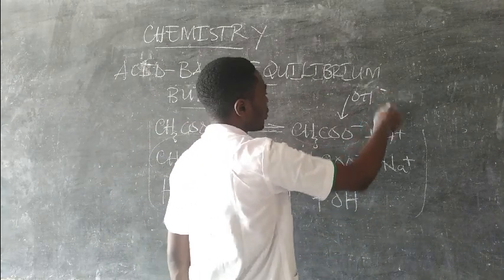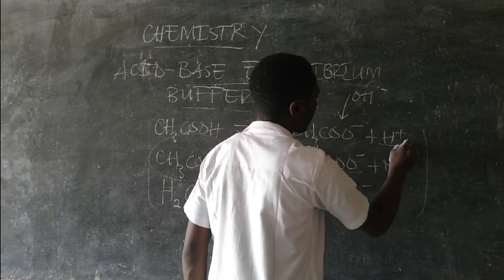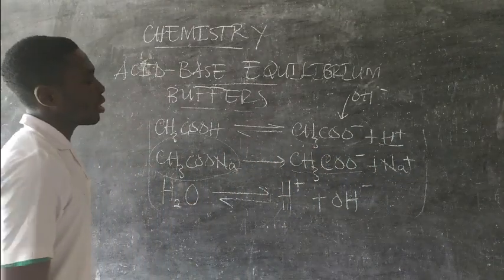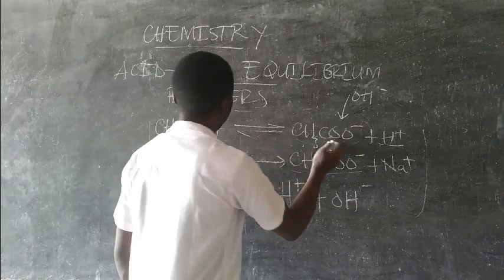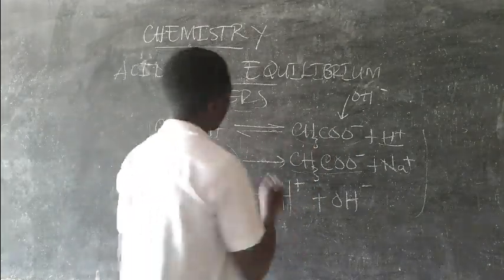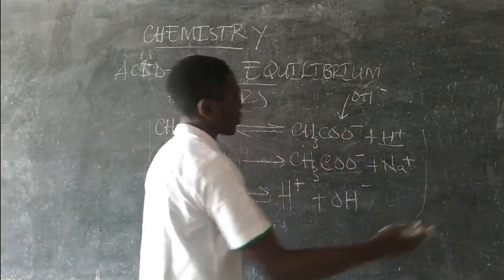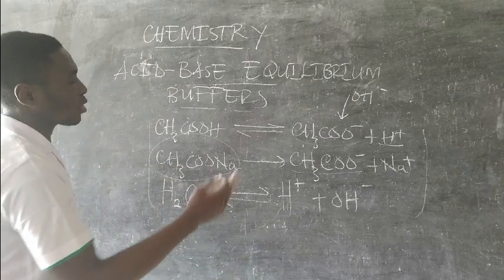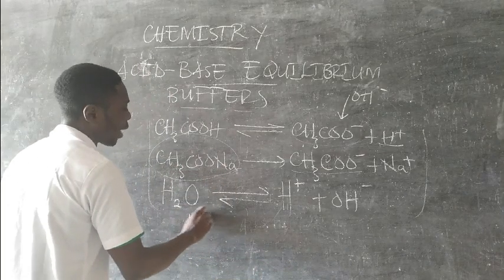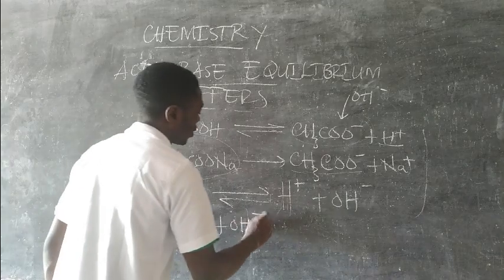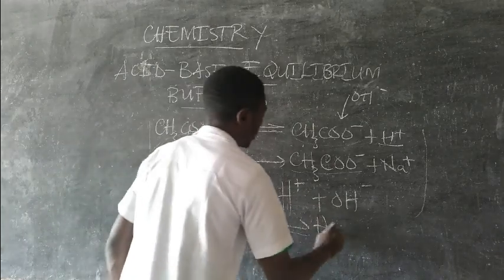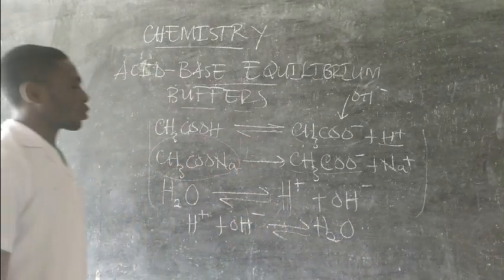So the excess OH minus will be removed by what? H plus in solution. Whether the H plus is coming from water or from the solution of ethanoic acid, H plus is H plus. You cannot say one H plus. So any of the H plus there will combine with OH minus to give us water.